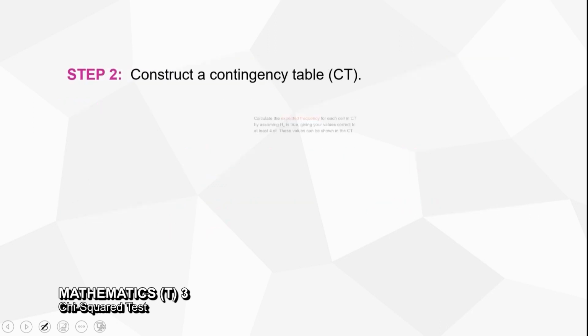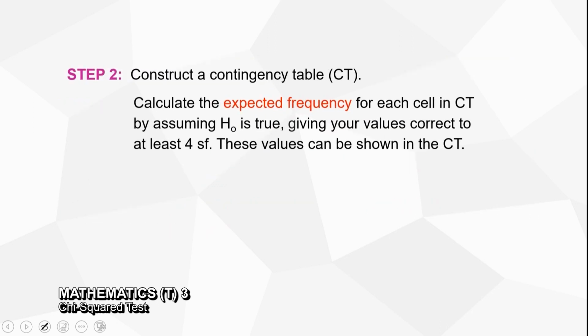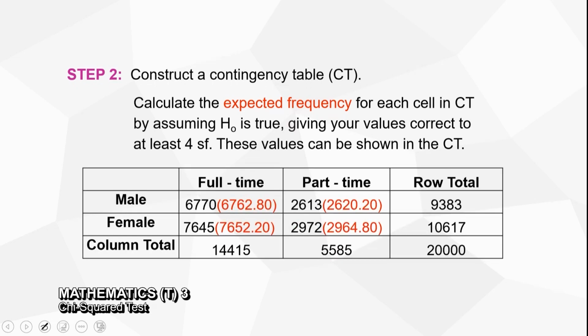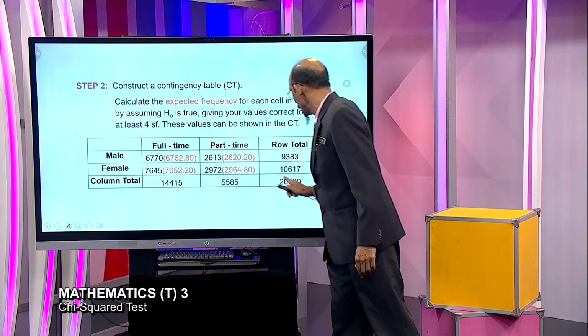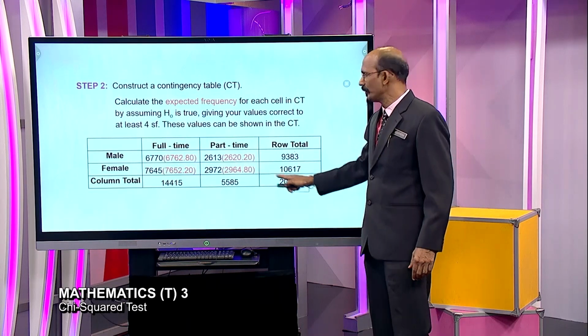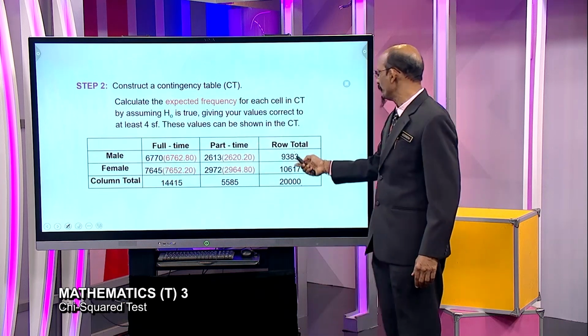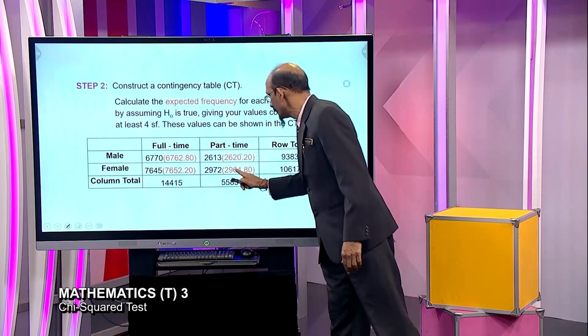In step 2, we construct the contingency table and find our expected frequency. We can write the expected frequency in our table, next to the corresponding value. How to calculate? Of course, you know: row total times column total divided by 20,000 here. So you get this value. You do the same thing for all the cells here.